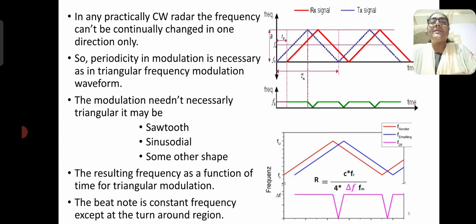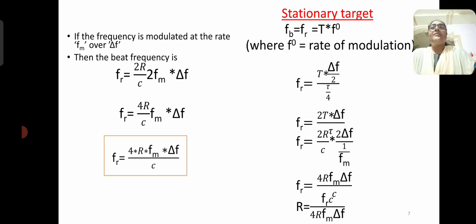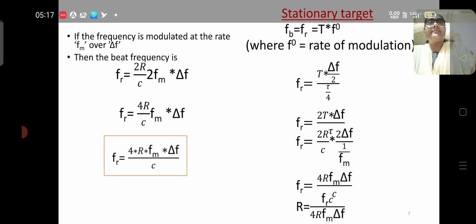The beat note is a constant frequency except in the turnaround region. Now I am going to find fr, the beat frequency for a stationary object. Because we are using frequency modulation, I have to modulate the signal with a certain frequency fm over delta f. So the beat frequency is fr.